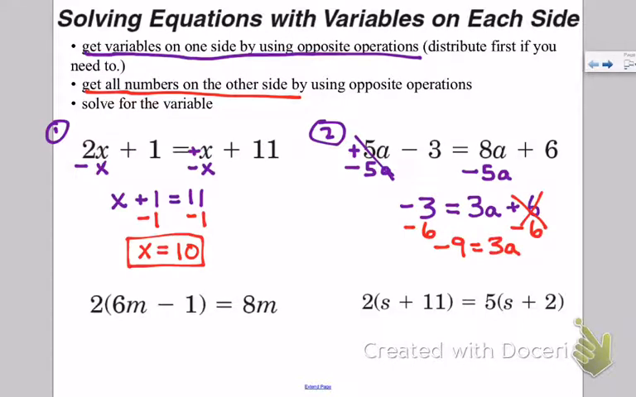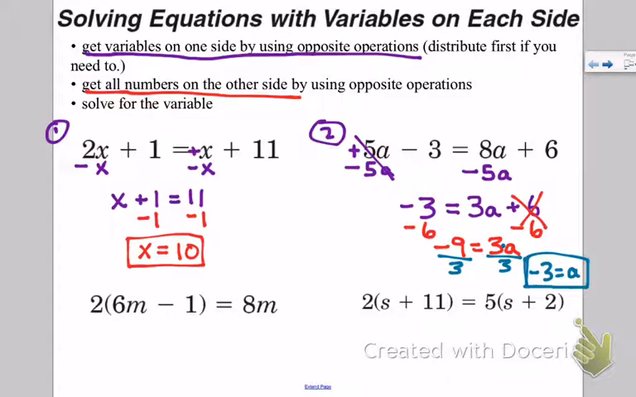From here, we are still not finished, but we're almost there. We need to get a by itself, and because 3 is being multiplied by a, I need to divide both sides by 3. When I do that, I get negative 3 equals a, and that is my final answer.